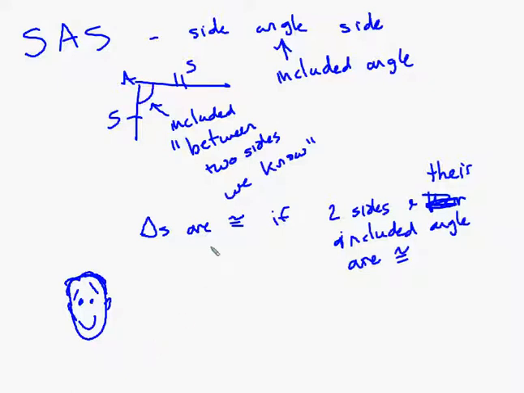And there, as in those triangles, if their included angle is congruent, as in the angle between their sides. Anyways, all right, here's our diagram.